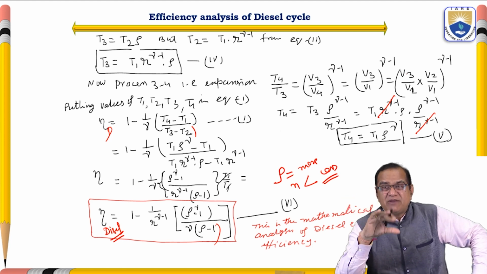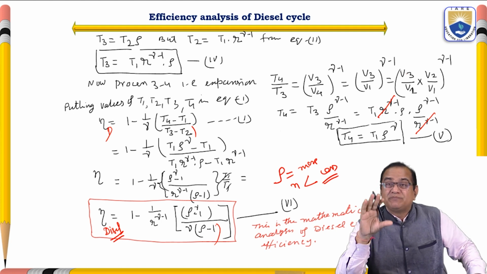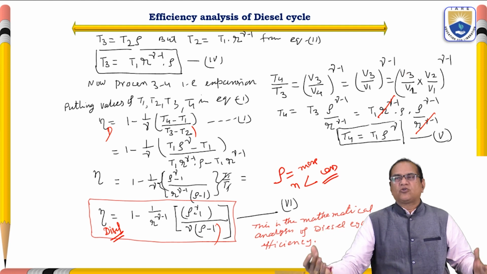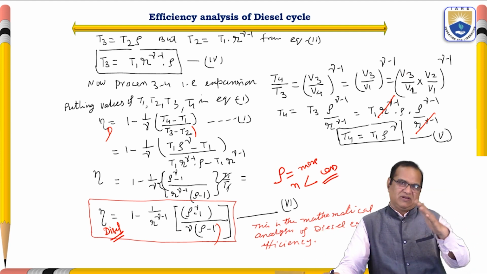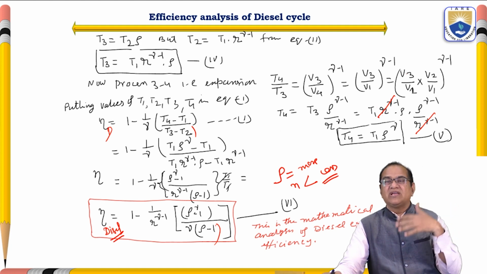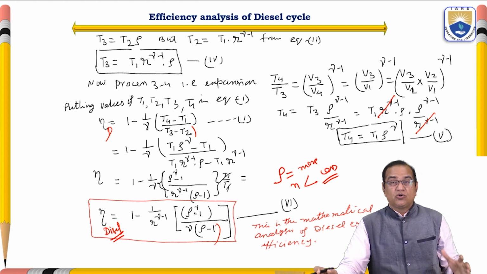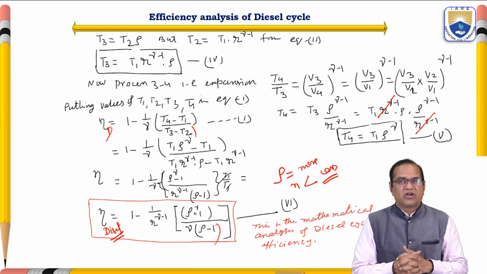But if you compare with the Otto cycle for the same compression ratio, then the Otto cycle is better than the diesel cycle. But it is not a wise idea to use the same compression ratio, so we cannot compare the Otto cycle and the diesel cycle directly, because the diesel cycle has a very high compression ratio, mostly double. So the size and weight of the diesel engine is much more than the petrol engine.